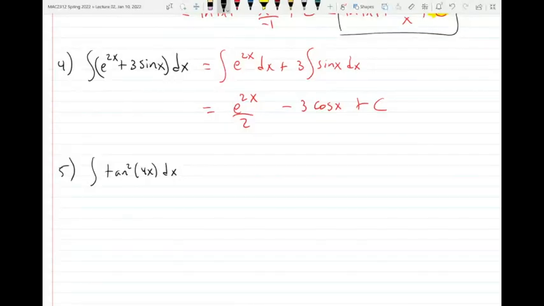There will be a section on trigonometric integrals. So we're going to discuss all possible integrals with trigonometric functions. But right now, let's get a little taste of how that will look.